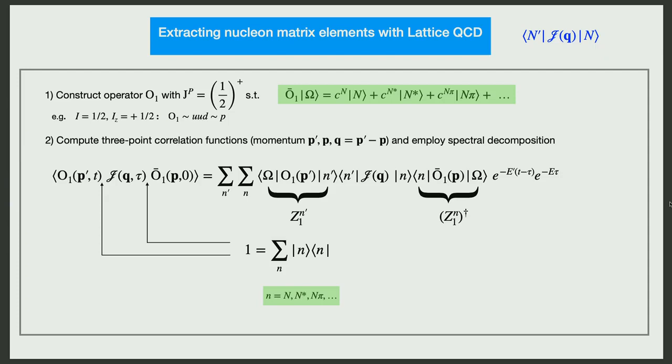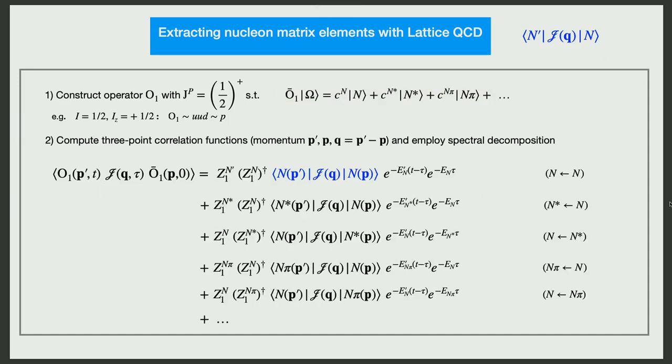Important is to keep in mind that any state with the same quantum number as the nucleon can be created. It's very important for this talk. So if we suppose that there are only these three states, but it's not true, it's just to make the argument clear, like N, N star, and then Nπ, these are the first terms that decompose our three-point correlation functions. We have N to N, N to N star, N to Nπ, N star to N star, and so on. And we are going after this matrix element, the nucleon matrix element, that we need for this neutrino experiment.